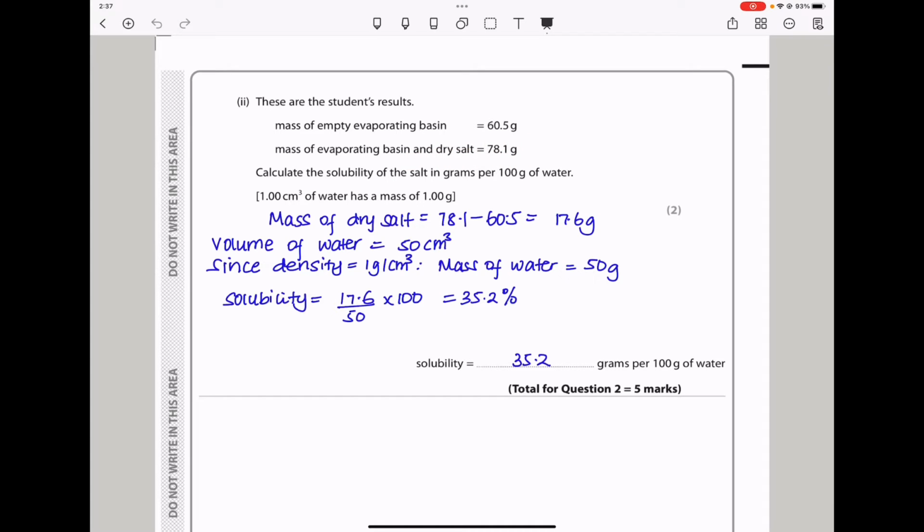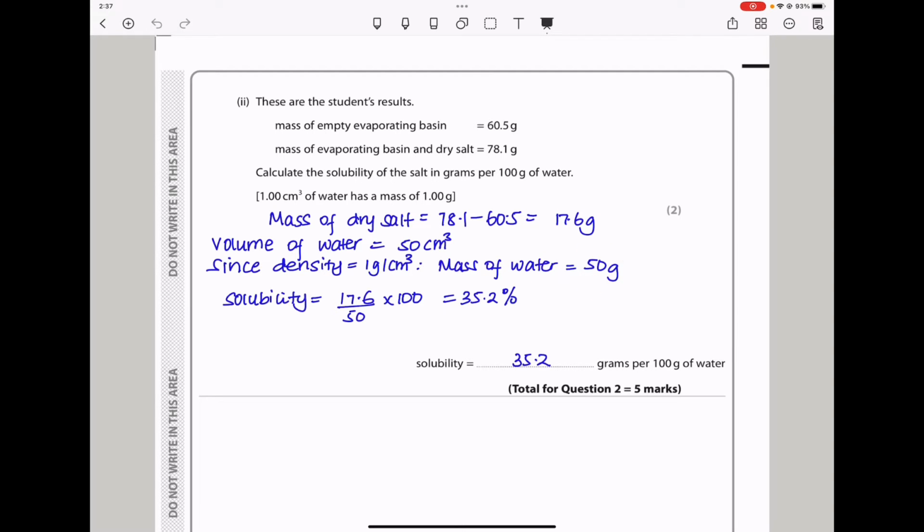Then they say, calculate the solubility of the salt in grams per 100 grams of water. Here they've given us that 1 centimeter cubed of water has a mass of 1 gram, meaning the density is 1 gram per centimeter cubed. So here I began by finding the mass of the dry salt, which is going to be that minus that, giving us 17.6 grams. And then the volume of water given was 50 centimeters cubed, and since the density is 1 gram per centimeter cubed, the mass of water is going to be 50 grams.